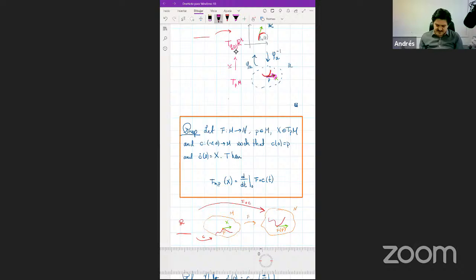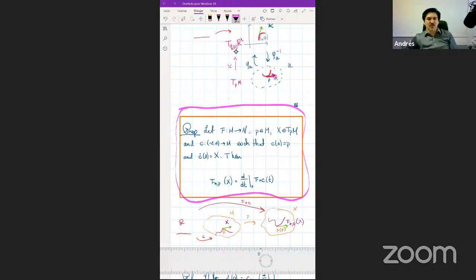So I have x, and this will give me the push forward at the point P of x. Okay? That's what this proposition is saying: how to compute the push forward using curves. So let's prove this.